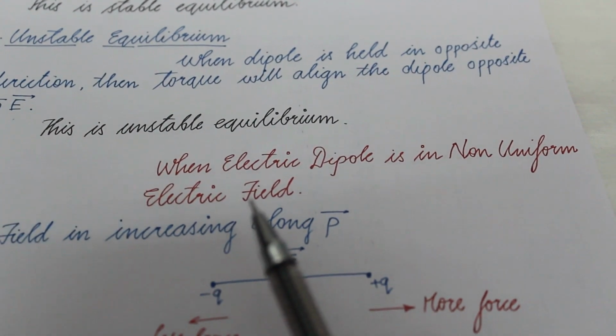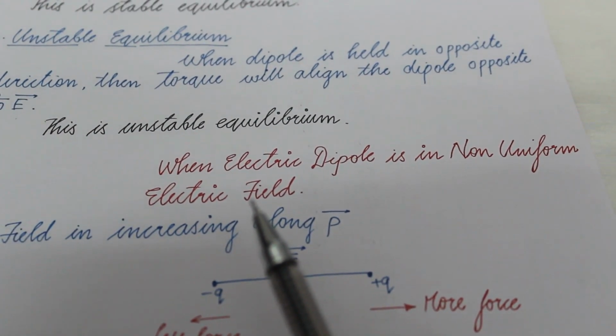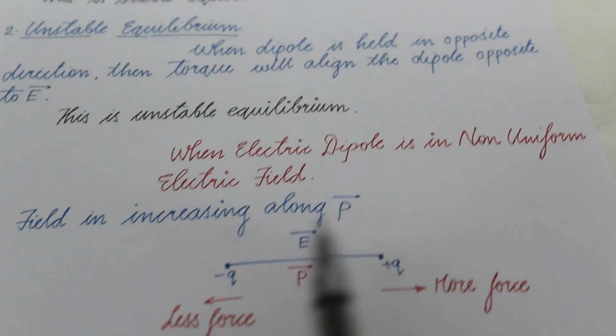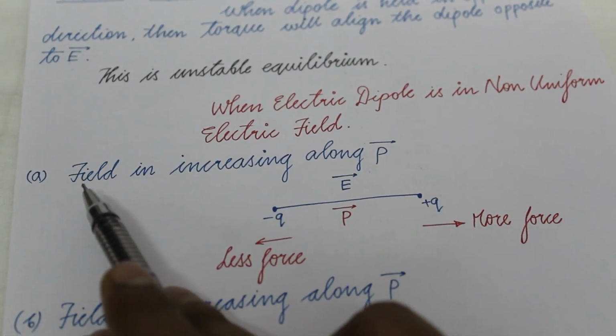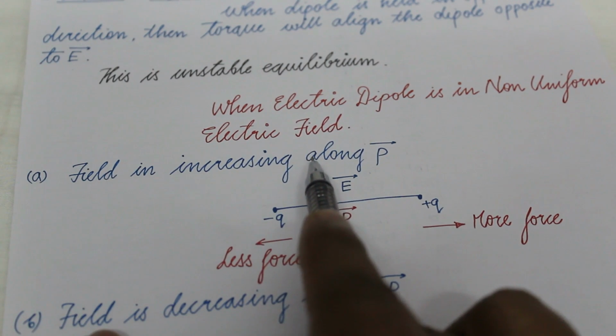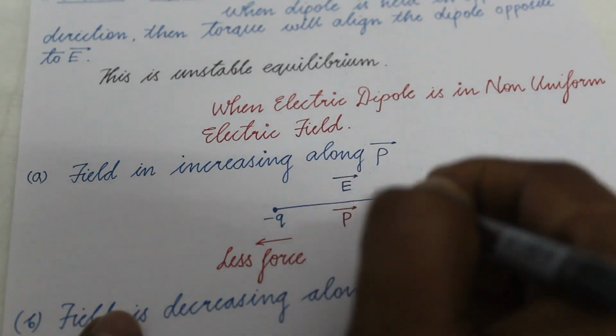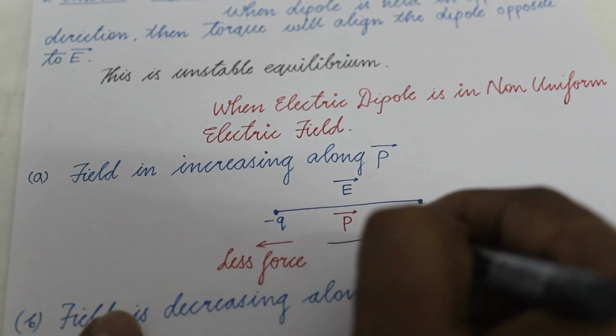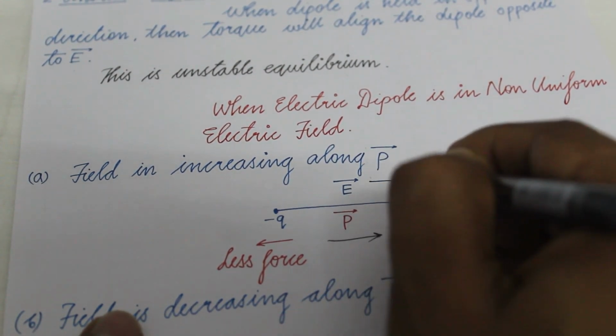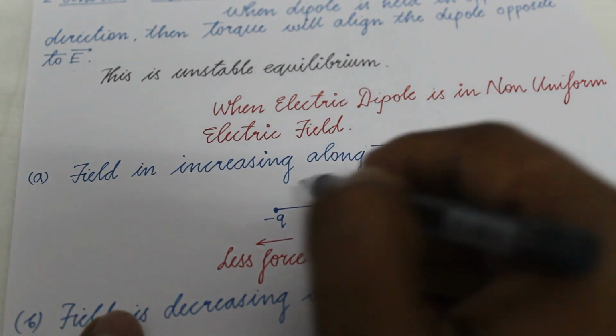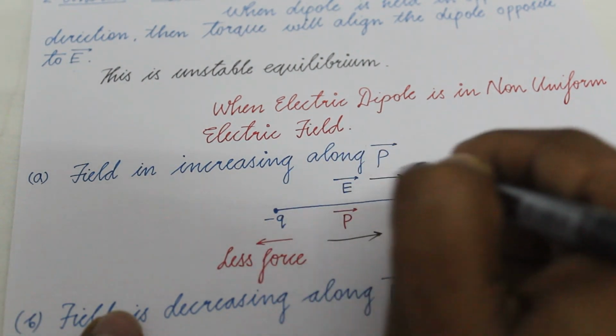What if the dipole moment is kept in a non-uniform electric field? Till now we have studied that the dipole moment is kept in a uniform electric field. What if the electric field is non-uniform? In this case, let us study if the field is increasing along P. It means the dipole moment is kept in such a way, and this is the direction of dipole moment and this is the direction of electric field, but the electric field is increasing in this direction.